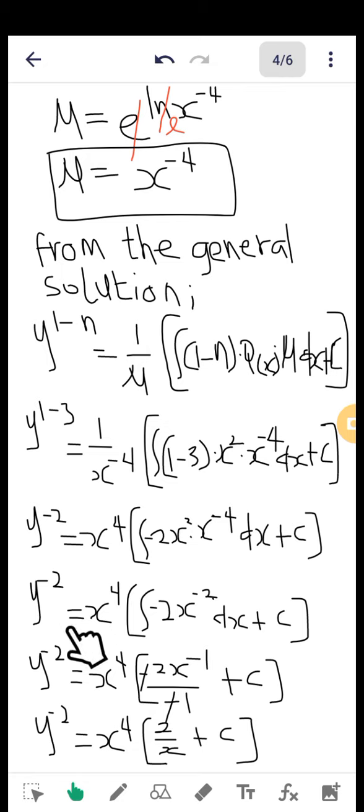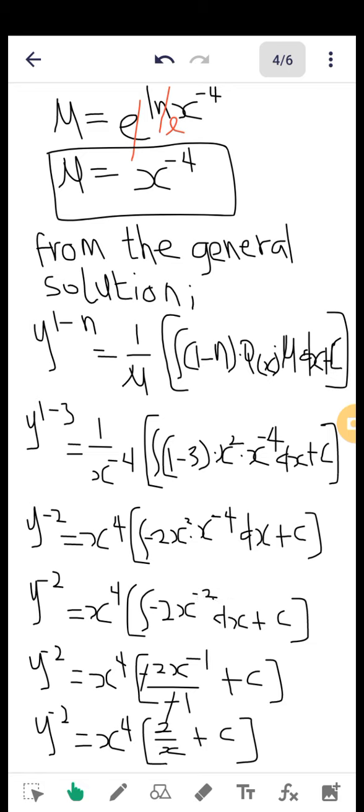Then my y exponent minus 2 is equal to x exponent 4 multiplying the integral of minus, so this x squared and x exponent minus 4 is multiplying. So you just take one of the x, then you add their exponents. So 2 minus 4, we are going to get minus 2 dx plus c. So we are trying to integrate minus 2x exponent minus 2.